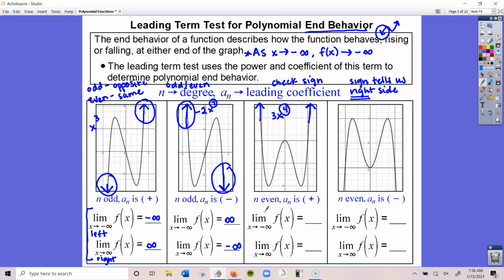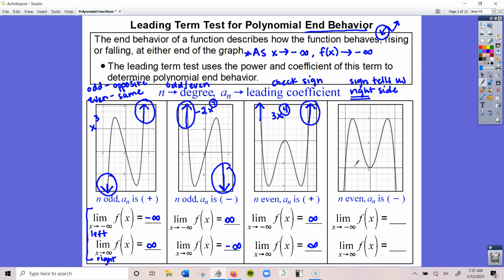Now to fill out these limit statements, the limit as x is approaching negative infinity, so the left side, f of x is approaching positive infinity because it is going up. And the limit as x is approaching positive infinity, so the right side of my graph here, that means f of x is also approaching positive infinity.